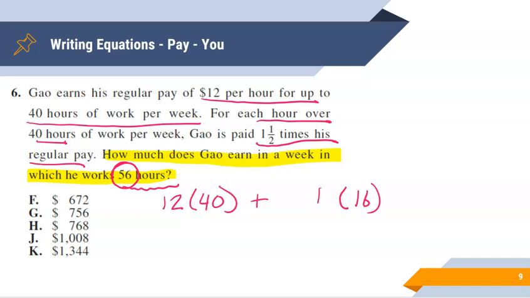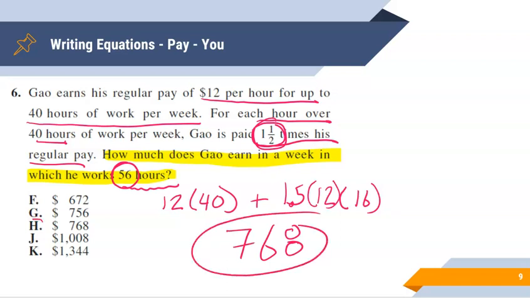Now, normally, we're getting $12 an hour, but it says 1.5 times as much. So we're going to multiply that by 1.5. Type this into our calculator. We wind up with $768, letter H.